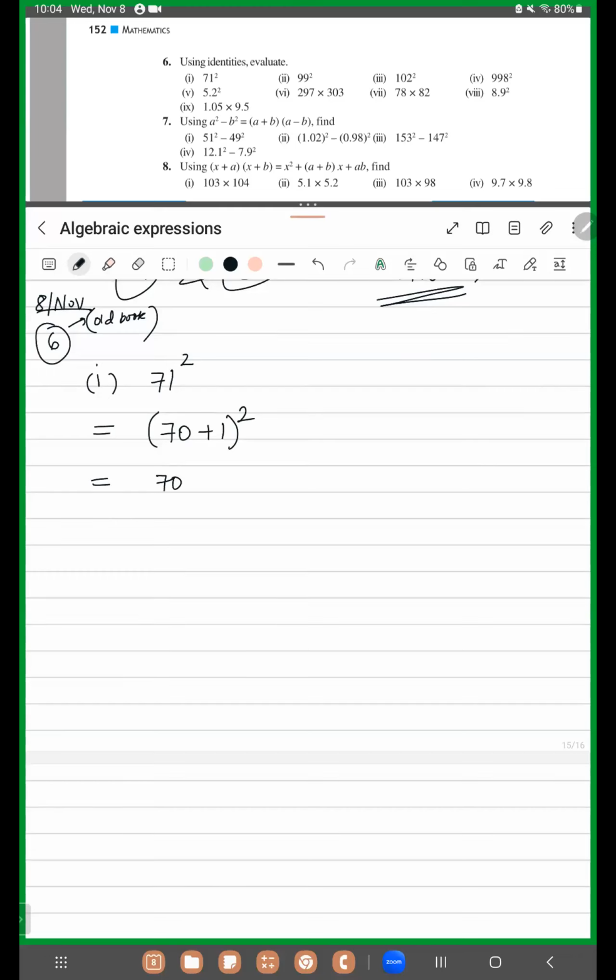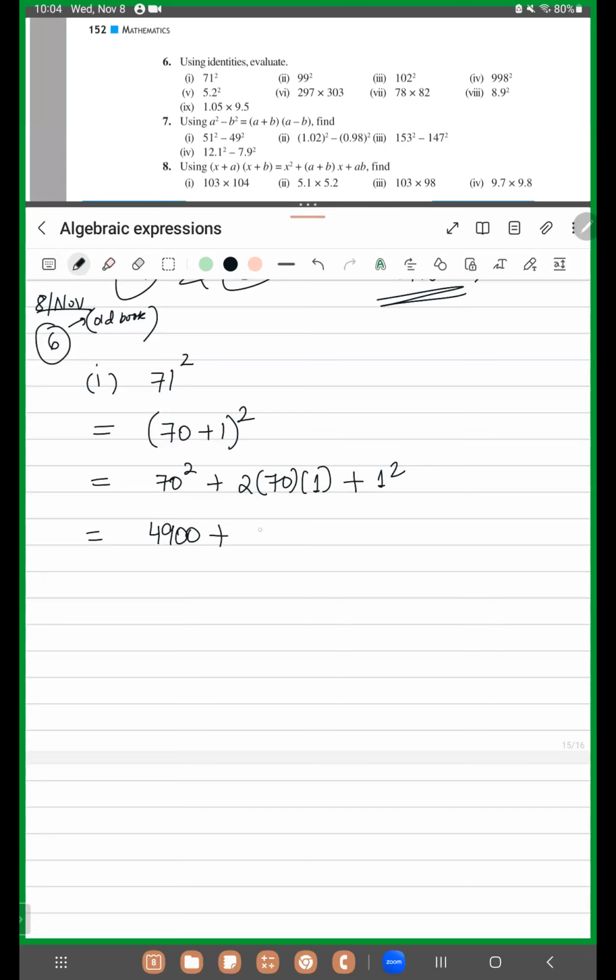Square plus 2 multiplied by 70 multiplied by 1, and then plus 1 square. Okay, and this will be? What is 70 square? 4900. Yeah.